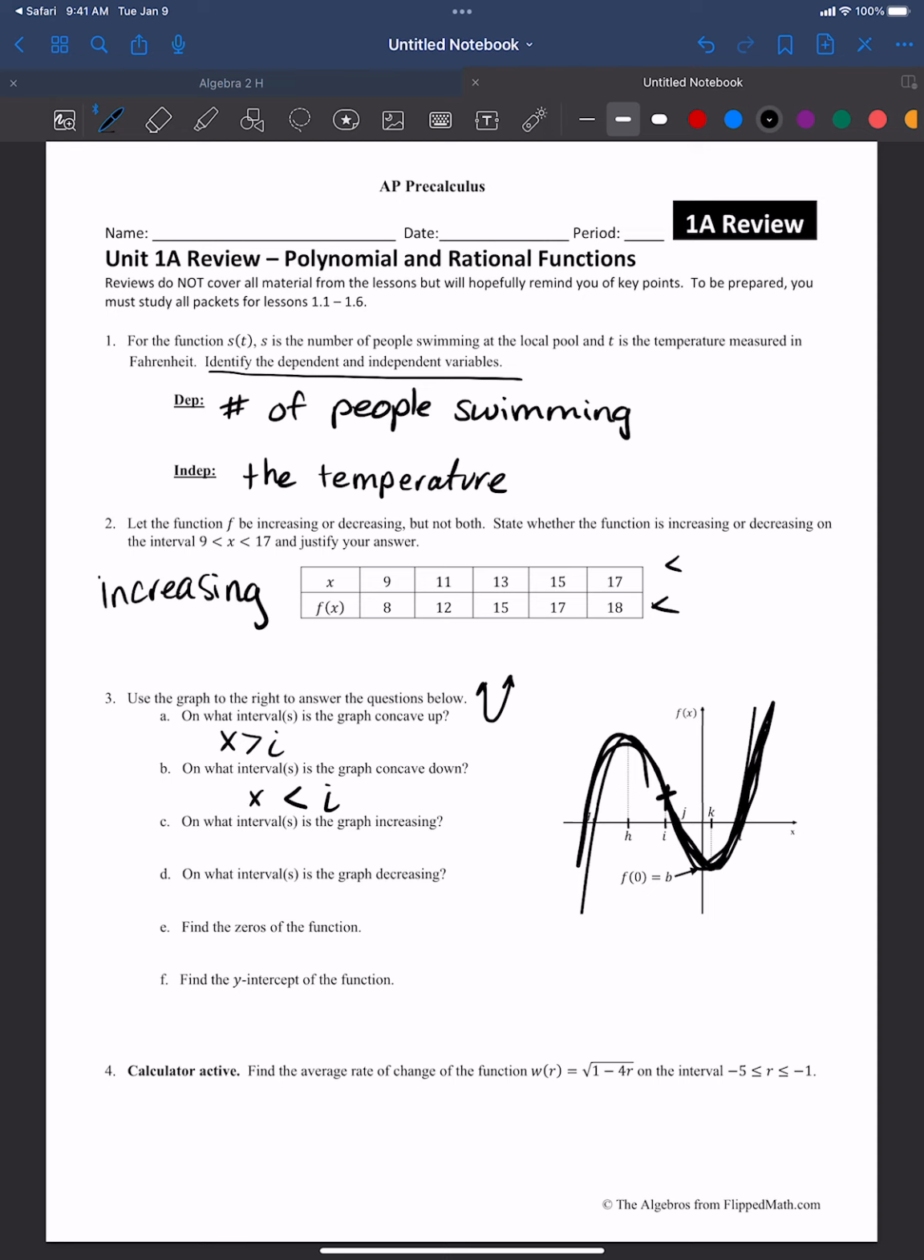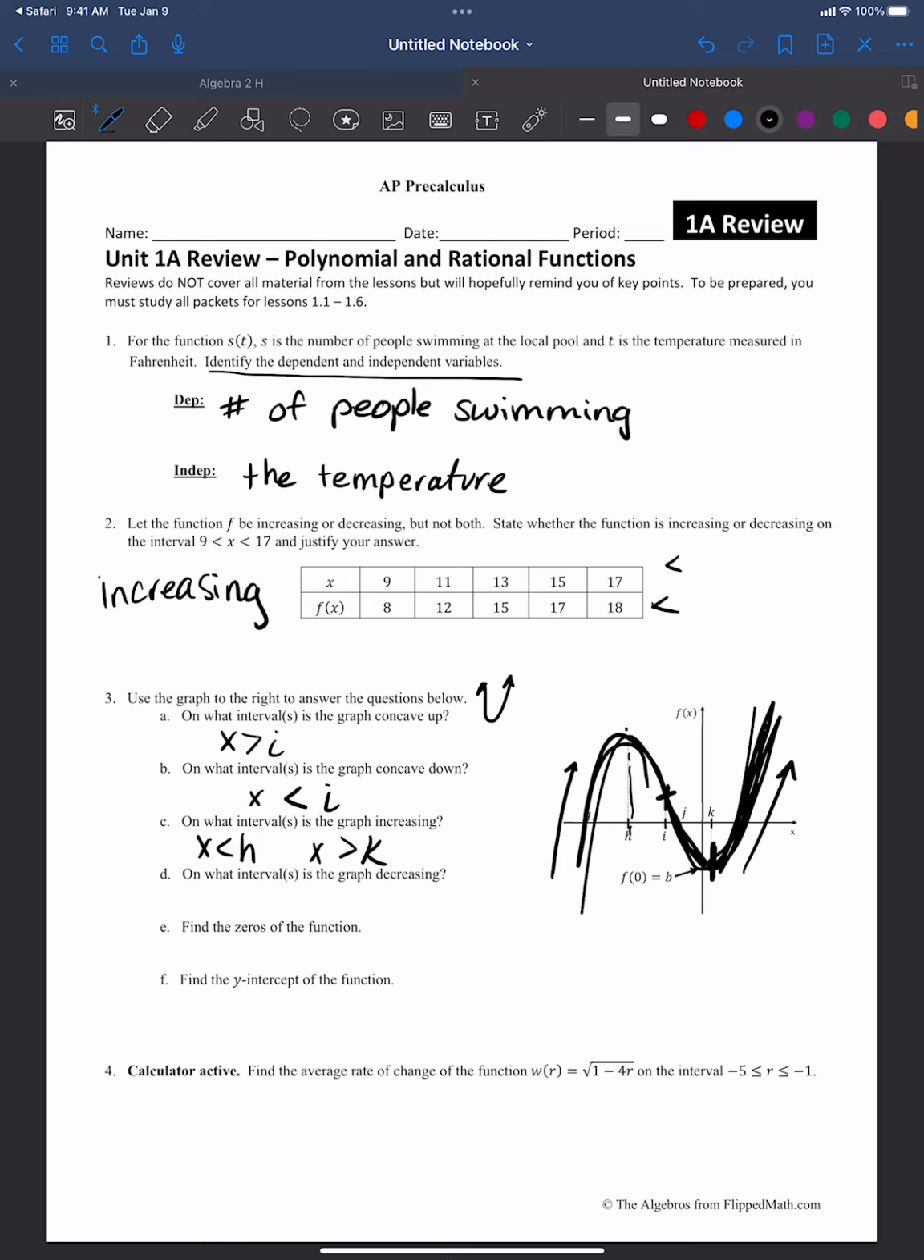Now, on what intervals is it increasing? So now I'm looking for, when does my graph go up? Remember, you read your graph left to right. So here my graph is increasing all the way until it gets to h. So when x is less than h, the graph is increasing. And then when x is greater than k, k is my next point in which I am increasing. So x has to be greater than k.